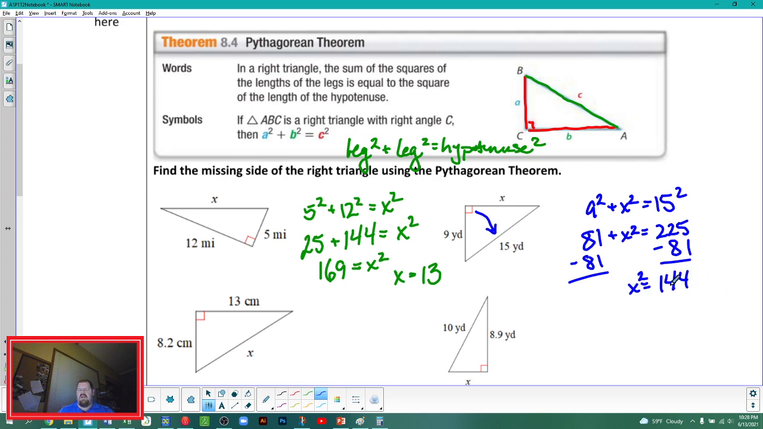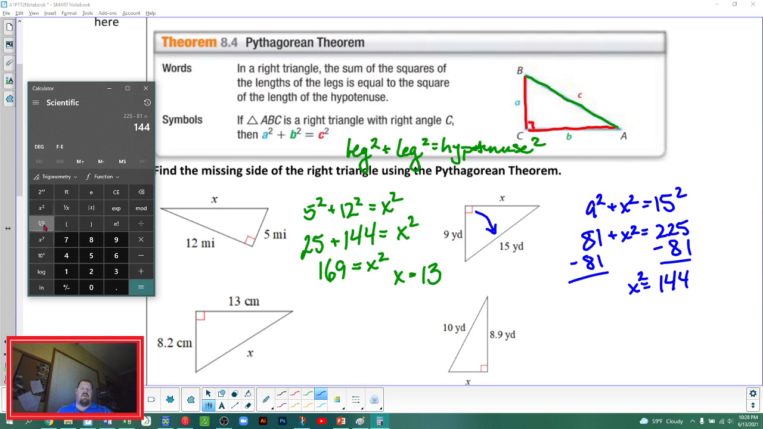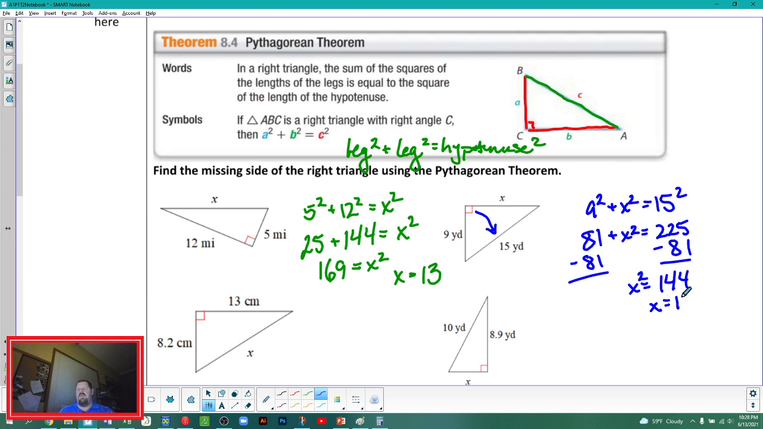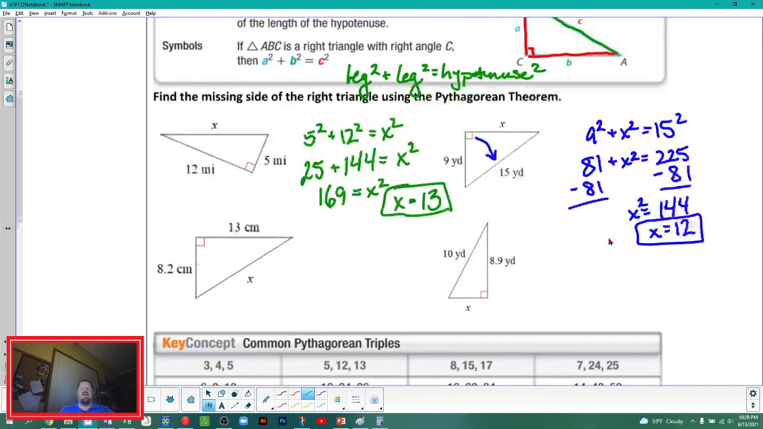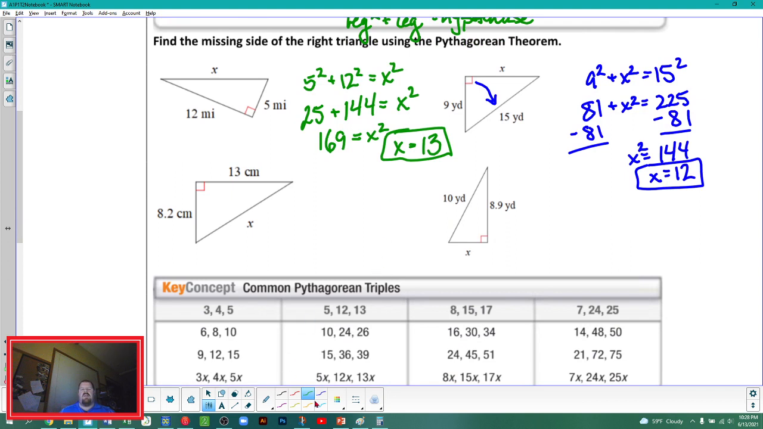And then to solve that, I want to take the square root. Well, if you know it, great. If you don't, use a calculator. It's going to tell you that it's 12. So x is equal to 12. And if we wanted to be strict about these, I'd say that this is 13 miles, this one's 12 yards. I'm more just looking, can we get the main idea of the Pythagorean theorem out there?